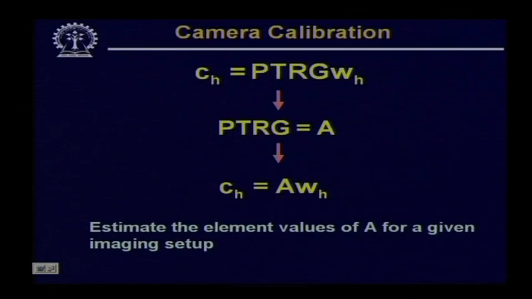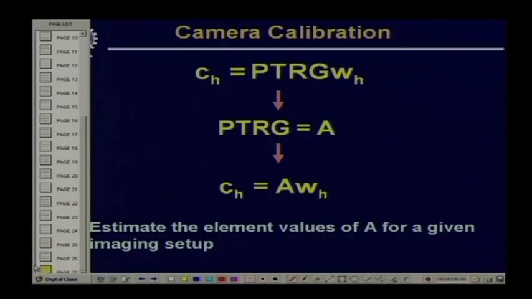So, by calibration, what I mean is, as we said, that now I have a combined transformation matrix for the given imaging setup, which is A, which is nothing but the product of P, T, R and G. This being a 4 by 4 matrix, what I have to do is estimate the different element values of this matrix A. If I can estimate the different element values of the total transformation matrix A from some known images, then given any other point in 3D, I can find out what will be the corresponding image point. Not only that, if I have a point in the image, by applying the inverse transformation, I can find out the equation of the straight line on which the corresponding world point will be lying. So, this calibration means that we have to estimate the different values of this matrix A.